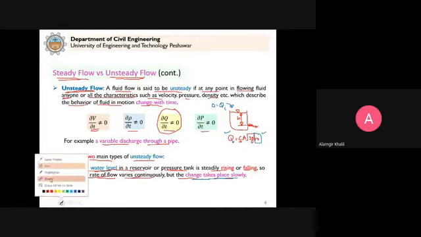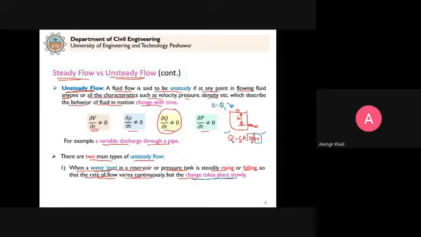Because when you drain a swimming pool, for example, and you want to drain it through an orifice at the bottom of the swimming pool, it will drain, but you see that the water level steadily goes down. So that's why the changes take place slowly. This is one type of unsteady flow problem.